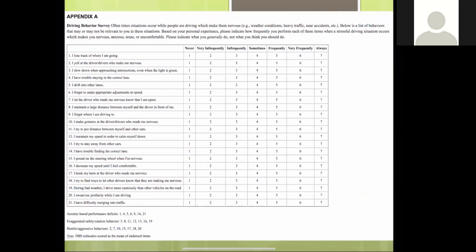This is looking at driving behavior. What you'll see is that there are 3 different types of driving behavior. There's anxiety, anxious drivers, with over-exaggerated safety, so this is sometimes reacting, being too cautious or too scared. And then this is hostile or aggressive. Each of these is a different type of driving. You might be 1 or 2 or 3. You could be all of them or none.